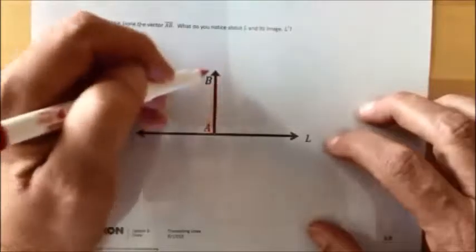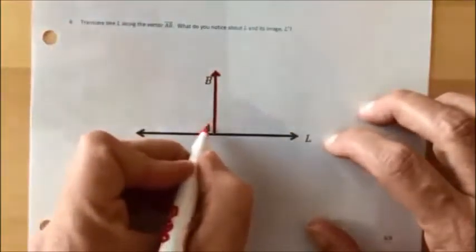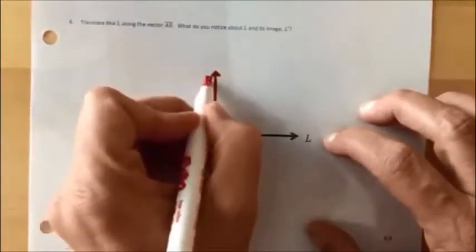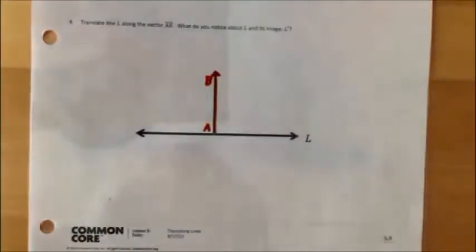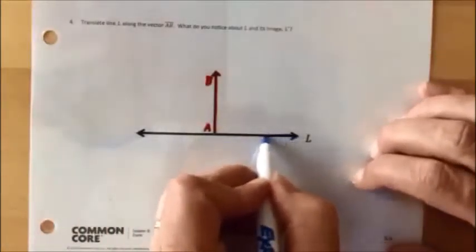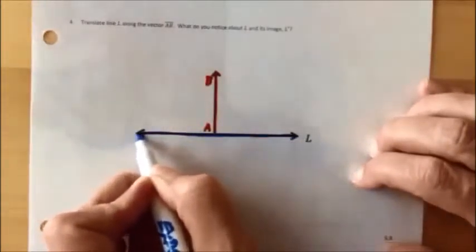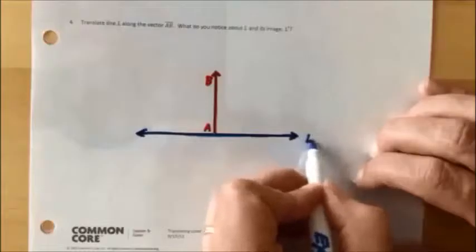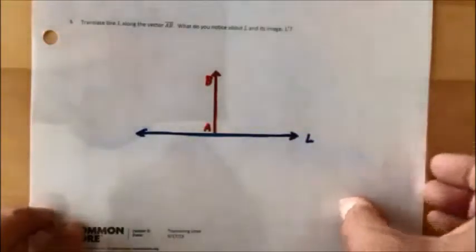Vector AB right here. In this case, AB isn't part of the line, and it also isn't parallel to the line. So here we go. There's L. And I'm going to translate this again.